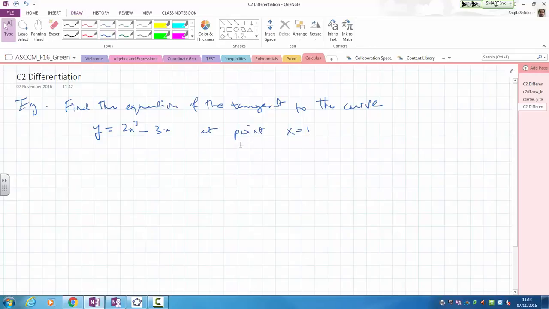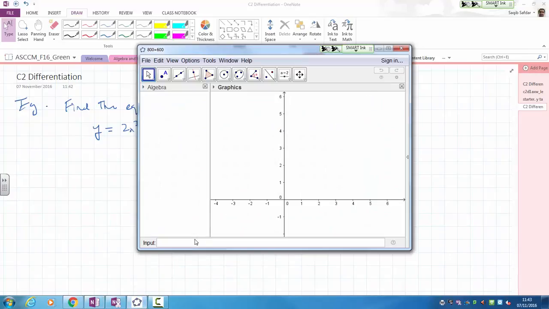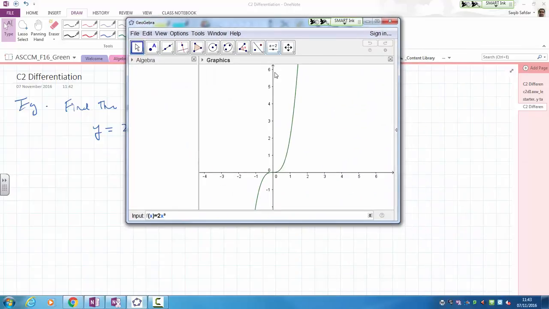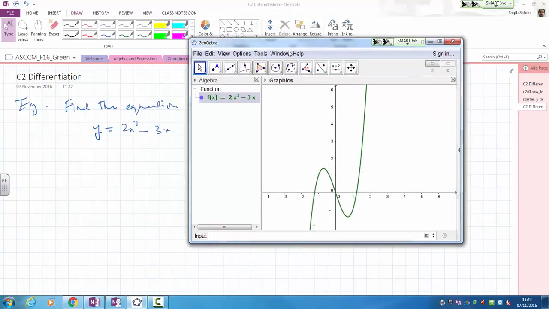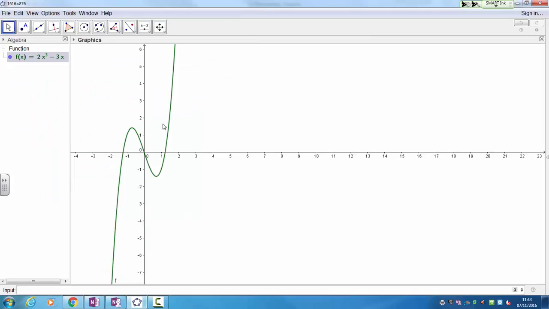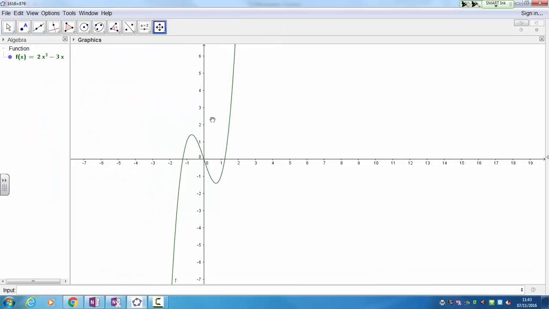Before we even attempt this question, let's just see what that looks like. So you've got 2x cubed, so f of x equals 2x cubed, take away 3x, and there we have it. Okay? So let's just be clear about what's going on.